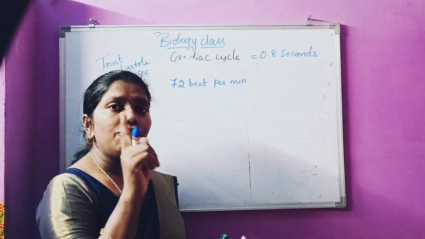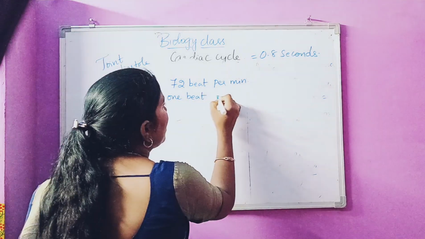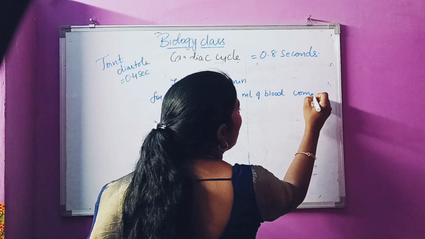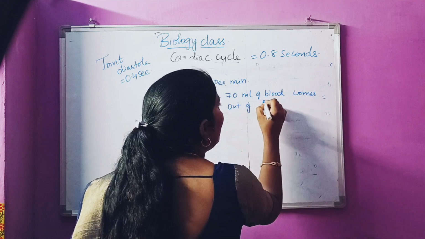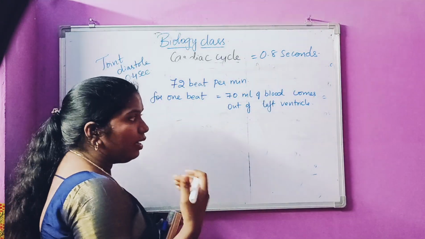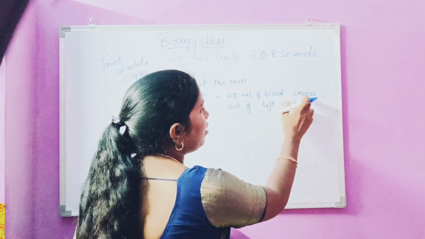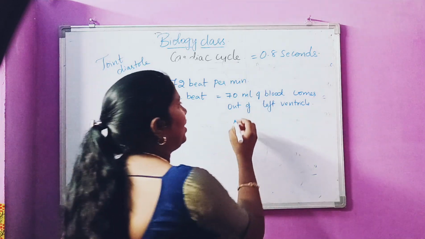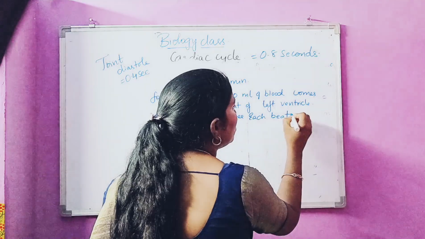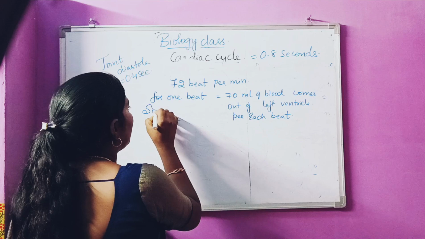For one beat, 70 ml of blood comes out of the left ventricle. I'm not calculating the right ventricle. I'm calculating the left ventricle because the left ventricle is passing oxygenated blood. 70 ml of blood comes out of the left ventricle per each beat. This is called stroke volume.